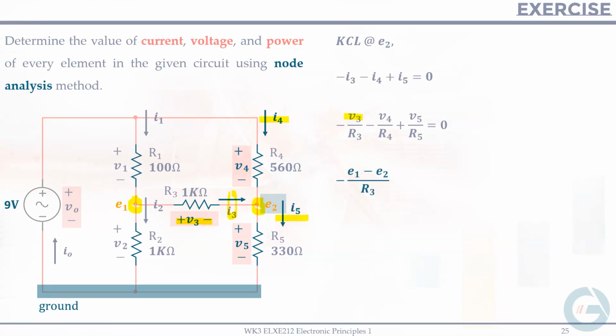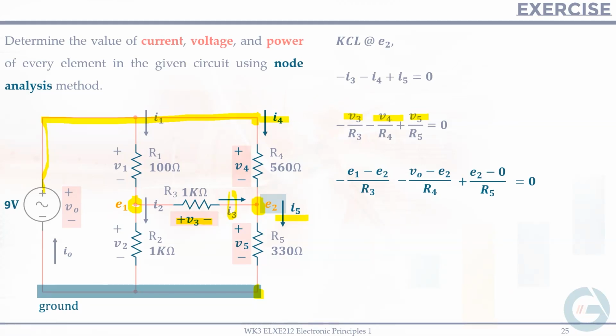Next one is V4. What is this node? This is connected to your VO, and of course this one is E2. So V4 is (VO minus E2) over R4, plus V5. V5 is simply E2 and the ground, right? So the difference is E2 minus 0 over R5, and the summation is 0.